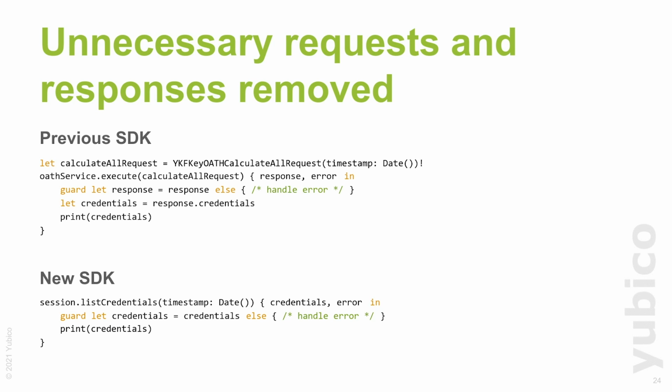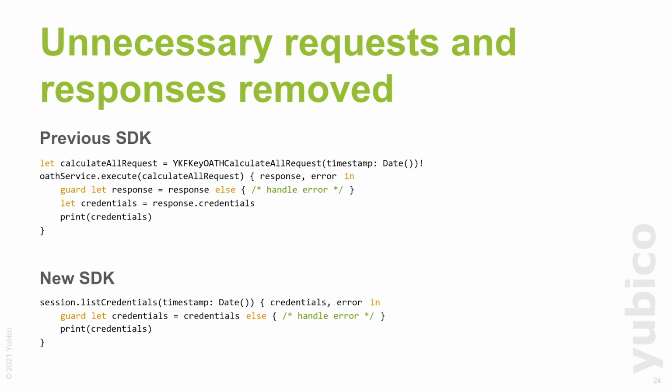Sometimes they contain credentials, as in this case. Sometimes they were empty. So we've basically removed all the requests that you could easily implement by just passing the parameters with the method call on the session. So in this sample code here, instead of creating a request with a timestamp, we just call list credentials and pass the timestamp there.